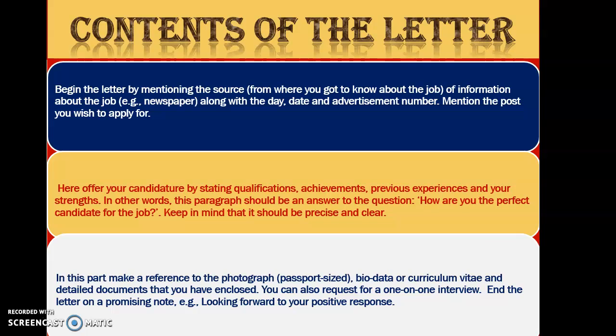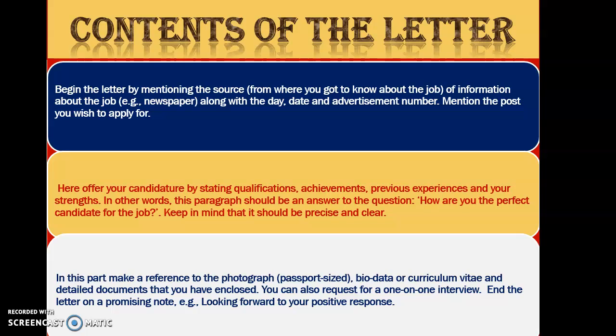Now, the third paragraph. In this part, make reference to the photograph, passport size, biodata or curriculum vitae, and detailed documents that you have enclosed. You can also request a one-on-one interview and end the letter with a promising note, looking forward to your positive response. So students, today we discussed an introduction of what a job application letter is.